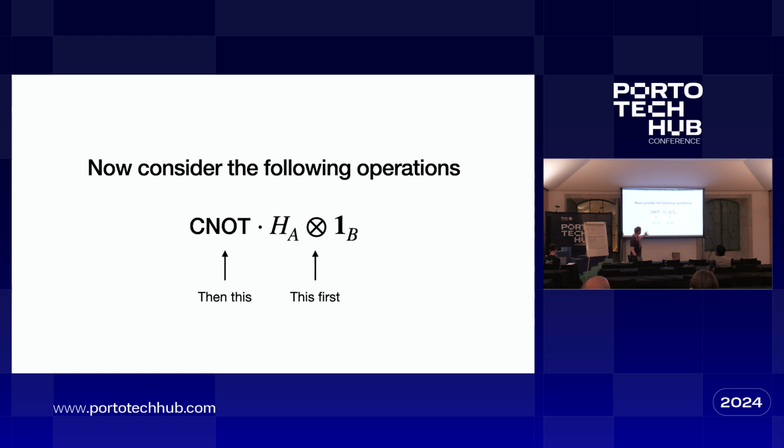So now I'm going to consider a circuit which does... First, you'll have to read back to front. It's really confusing, because matrix multiplication and circuits are written in different directions. First of all, I'm going to hit the first qubit with Hadamard, and do nothing to the second qubit, and then I'm going to do a C naught on the both together.